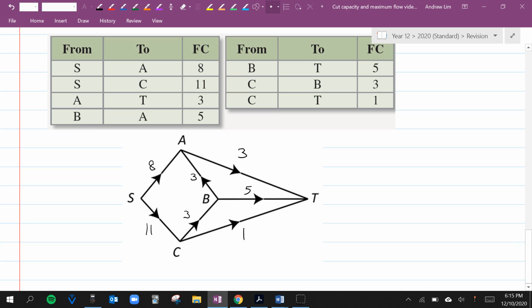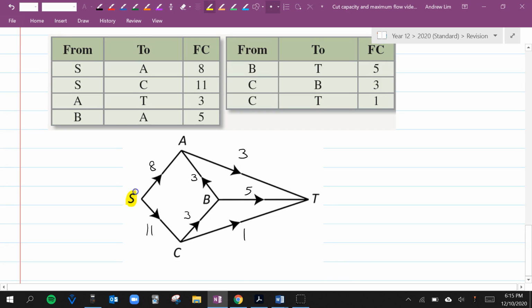Why don't you pause the video, draw this diagram out, and see if you can work out what the maximum flow of this diagram is. Remember here, this is the source, this is the sink. Okay, and when you're ready to check your answers, continue playing the video.